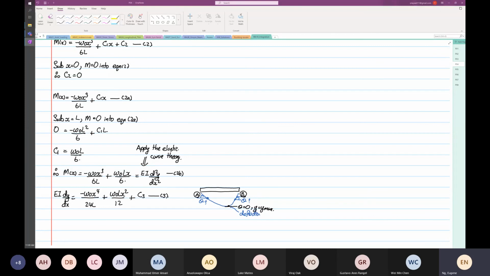So from here, we move on. We integrate again. We integrate to get EI y is equal to minus omega naught x to the 5 over 120L plus omega naught L x cubed over 36 plus C3x plus C4. So this is my equation number 4. Now we have our two boundary conditions, so we can substitute when x is equal to 0.